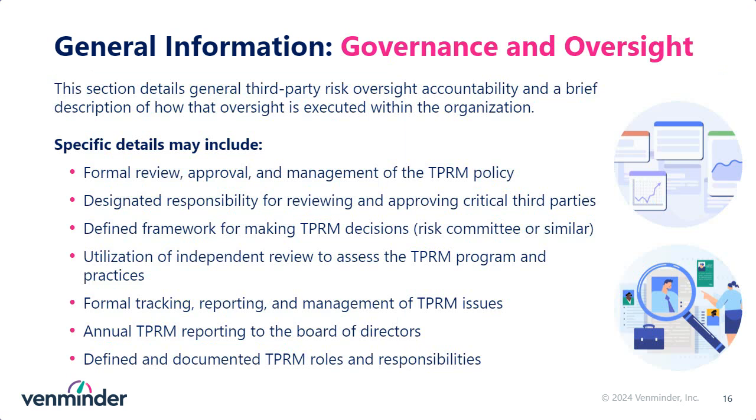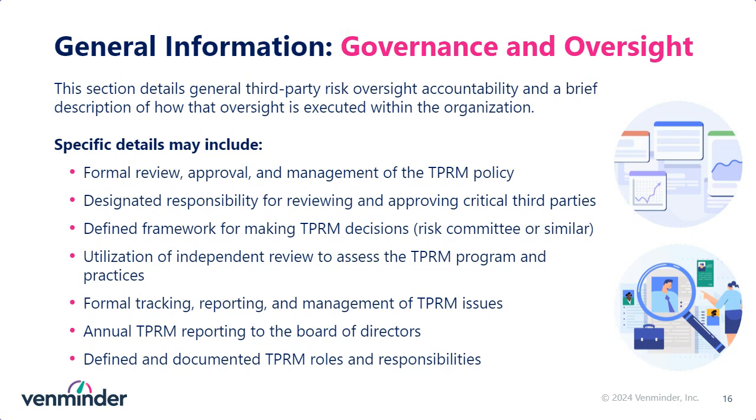Now, your policy should generally describe your governance and oversight, including who approves the policy or if there's any specific approvals required for critical third parties. We'll also want to talk about how decisions are made about third-party risk, how we track, report, and manage third-party risk management issues. We want to include the type of reporting and the frequency of that reporting to the board. And of course, we need to have defined and documented third-party risk management roles and responsibilities, which we're going to look at on the next slide. Keep in mind, we're thinking about a practical overview. We don't need to detail how our risk management committee is structured, for example.